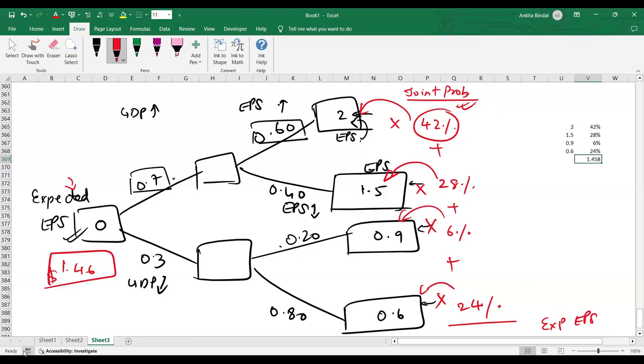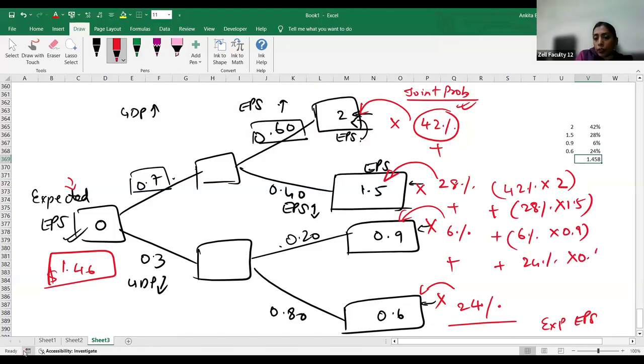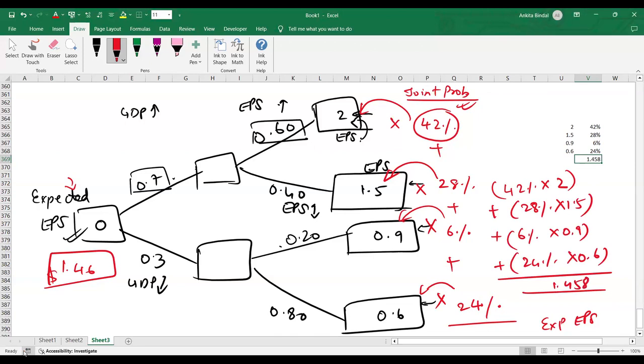Ma'am, can you repeat once how 1.458? I did 42% into 2 plus 28% into 1.5 plus 6% into 0.9 and plus 24% into 0.6. Together, 1.5. Okay, so this is how you get your expected value.